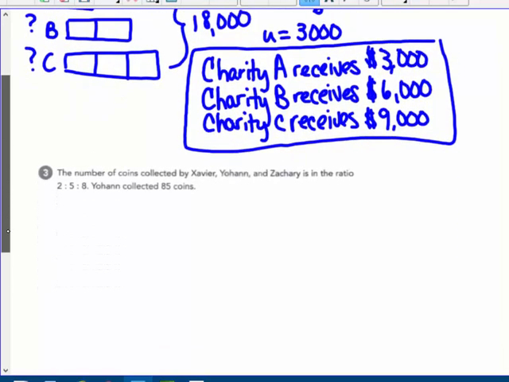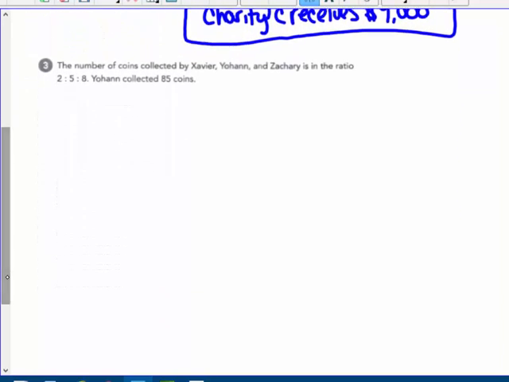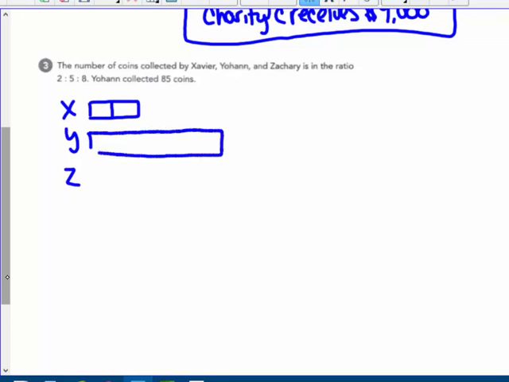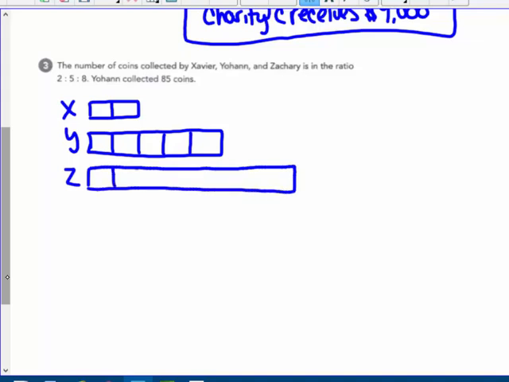The number of coins collected by Xavier and Johann and Zachary is in the ratio of 2 to 5 to 8. Xavier, Johann, and Zachary. 2 to 5 to 8.